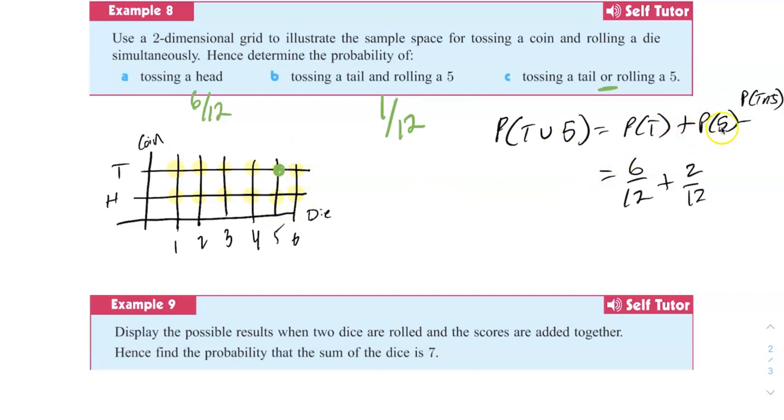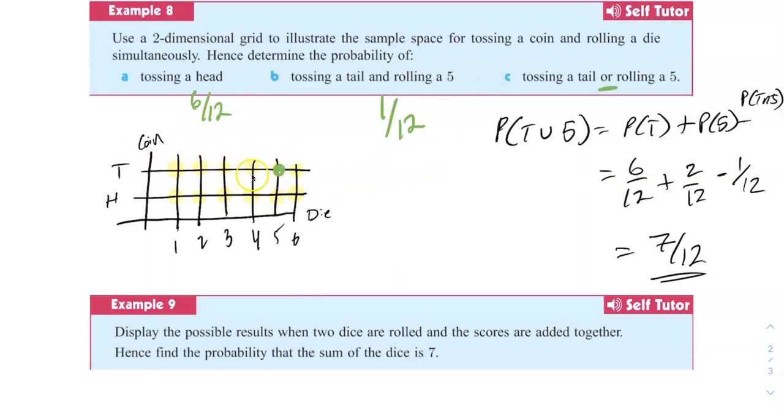And then what do they have in common? Tossing a tail and rolling a 5. So tail and 5, that's 1 out of 12, which we already figured out earlier. And you do the math on this: 6 plus 2 minus 1 is 7 out of 12. So 7 out of 12 times, you could either toss a tail or get a 5. Remember, it's an or, so if I toss a tail or get a 5, I'm happy.